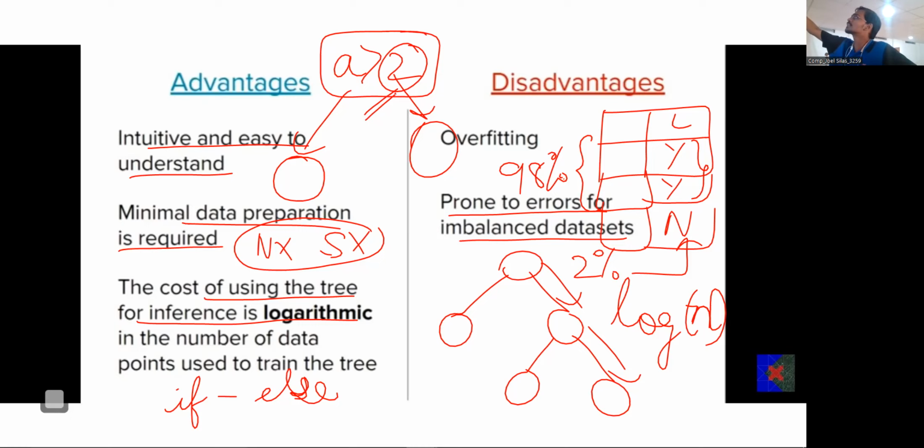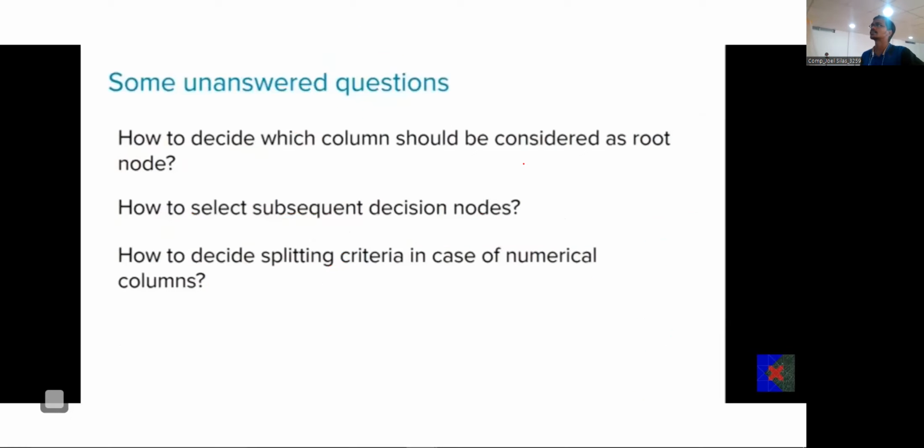So if we are using such conditions over here, which are specific to the data set, then it is well trained on this data set, but on other data sets, it will not perform that well. Hence, it is a case of overfitting. So these are the advantages and disadvantages.